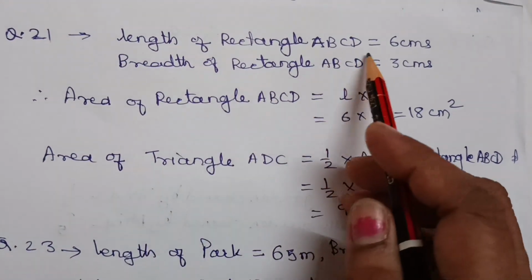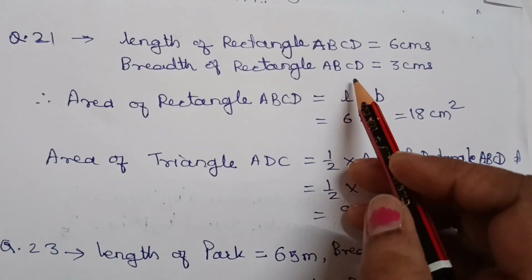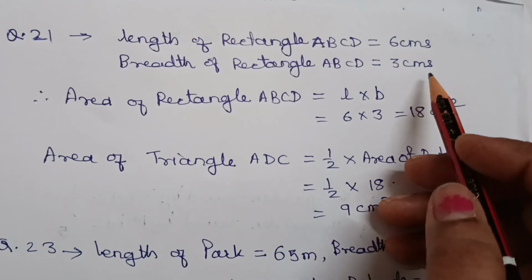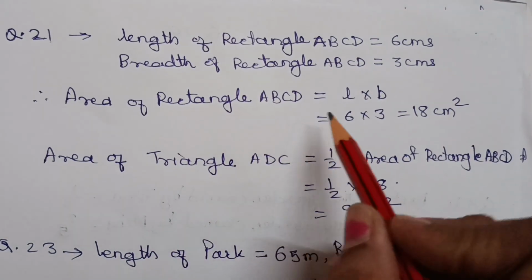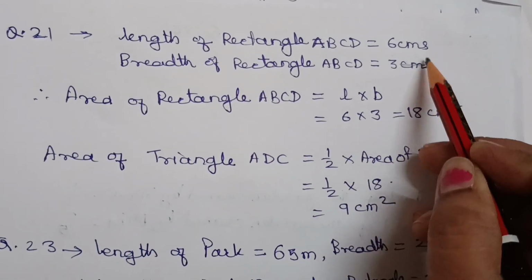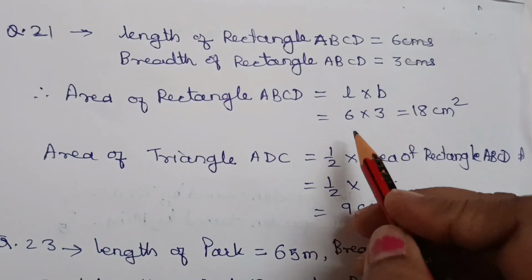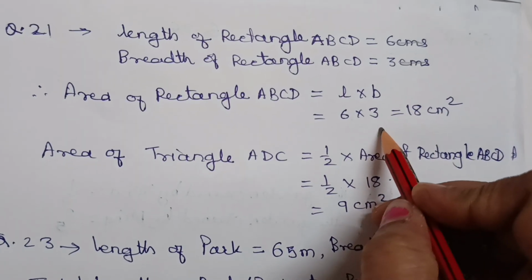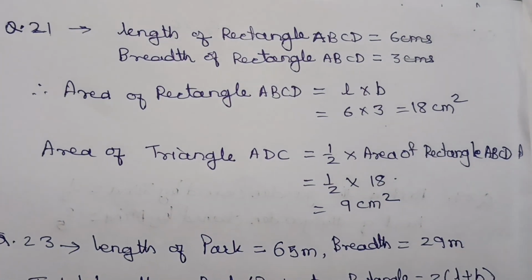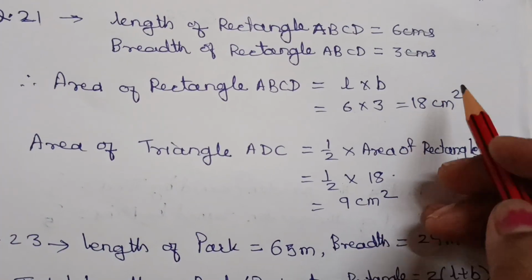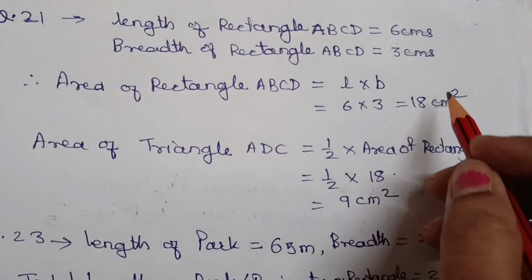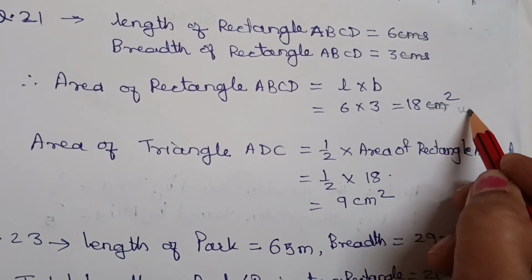Length of the rectangle ABCD is 6 cm. Breadth of the rectangle ABCD is 3. Area of the rectangle ABCD will be length into breadth. Length is 6 into 3 is 18. Here the unit is not given, so you can write 18 unit.